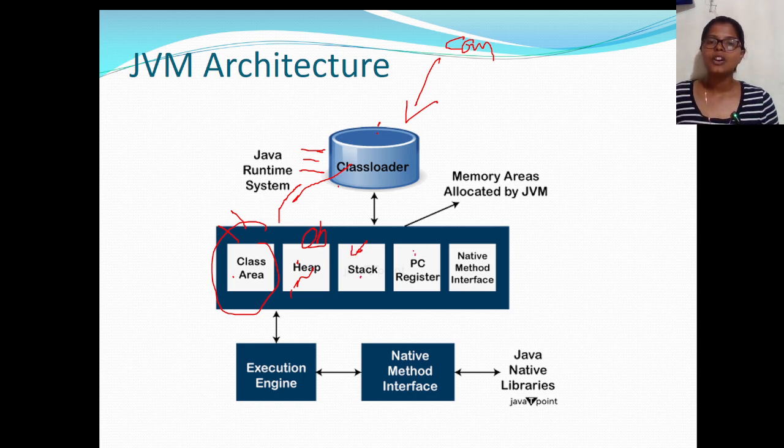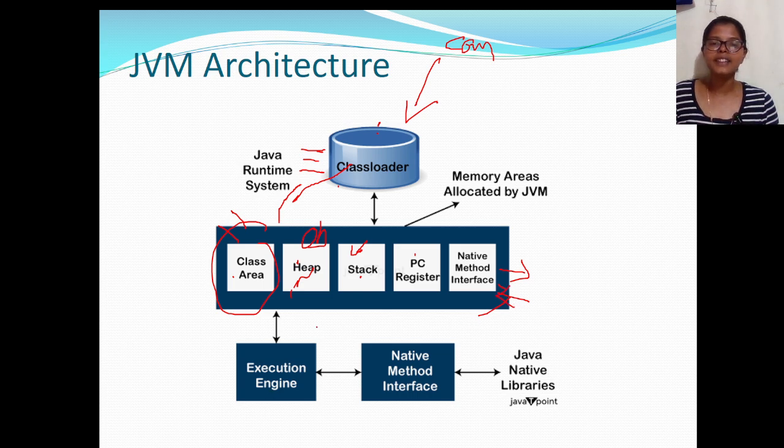PC registers store the address of the instruction which is executed by the JVM. JVM is executing an instruction. Which instruction is executing? That instruction's address is stored in the PC register. Native method interface provides an environment to run code apart from the Java program. If you include any non-Java code like C or C++, to run that non-Java code, it provides an interface.